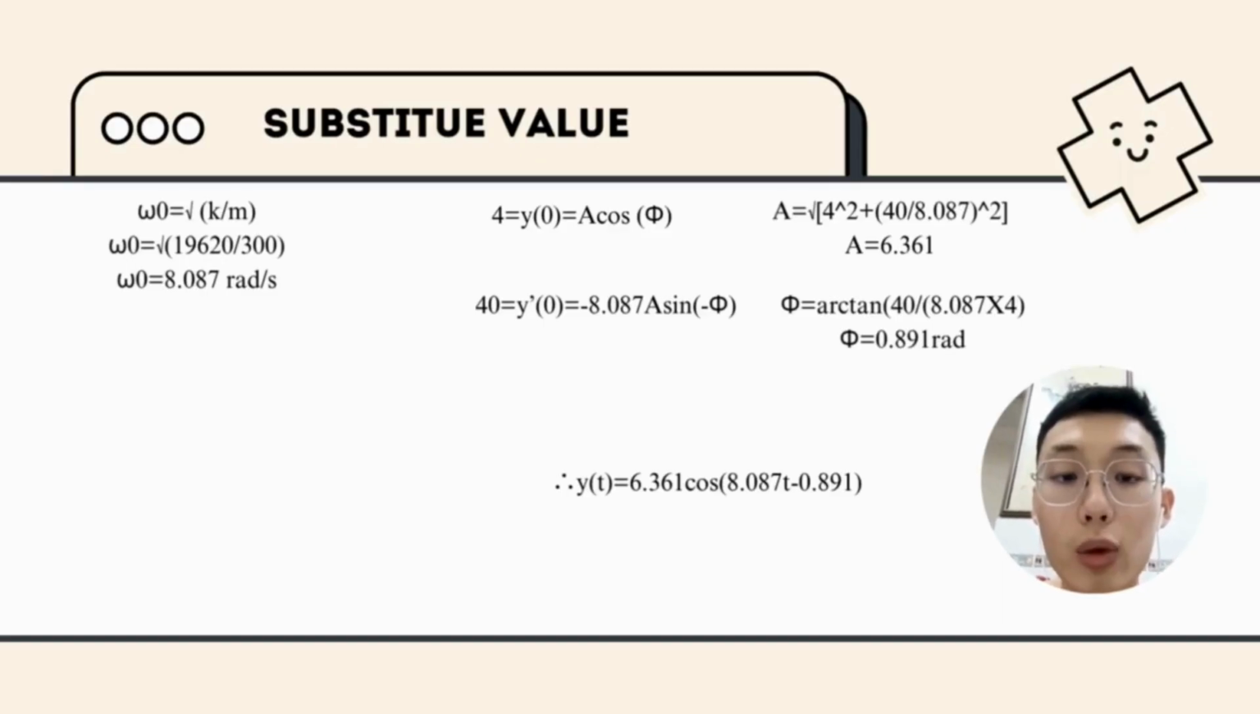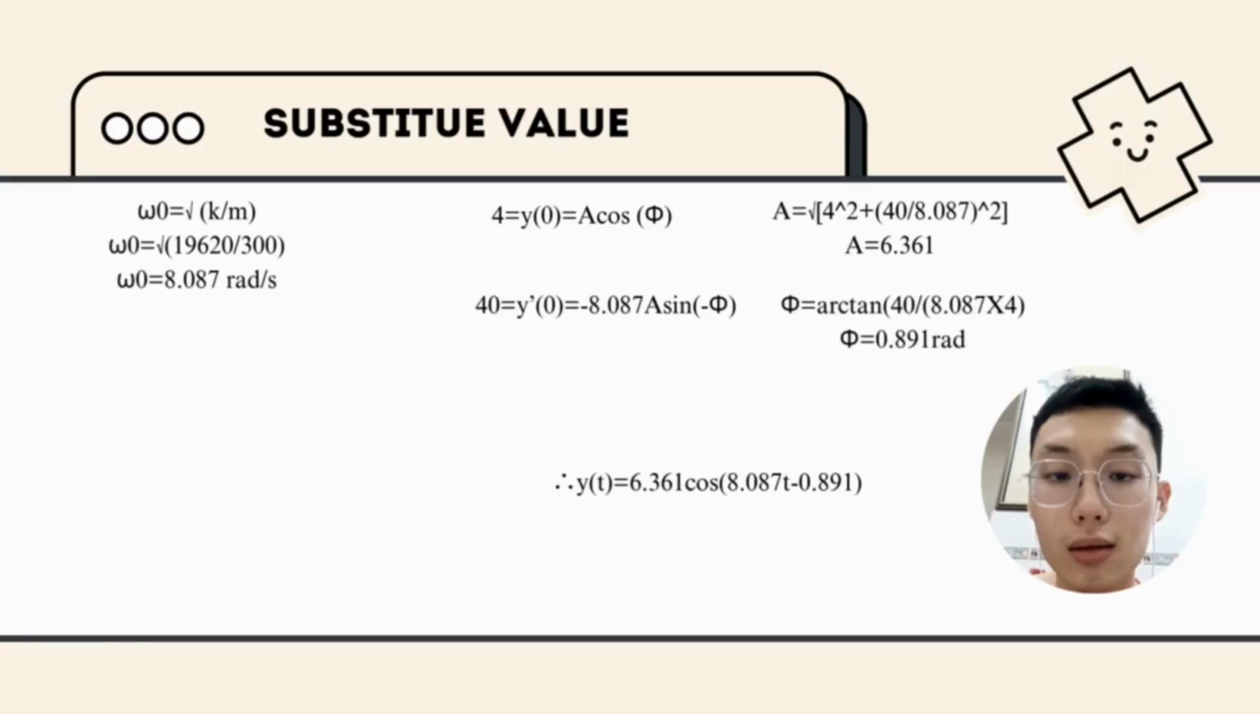For this substitute value part, first we need to determine the angular frequency, which is calculated to be 8.087 radians per second. This value depends on the mass and the spring constant, which were used to get this result. Then, using our initial position 4 cm and the initial velocity 40 cm per second, we solve for the amplitude and phase shift. The calculation gives our amplitude A as 6.361 cm. This is the furthest the object will move from its center position.